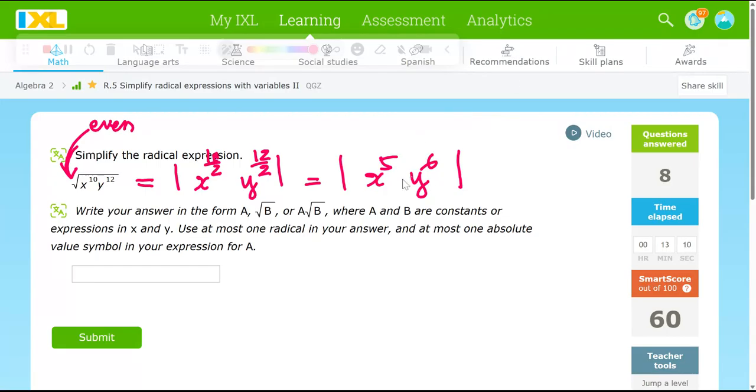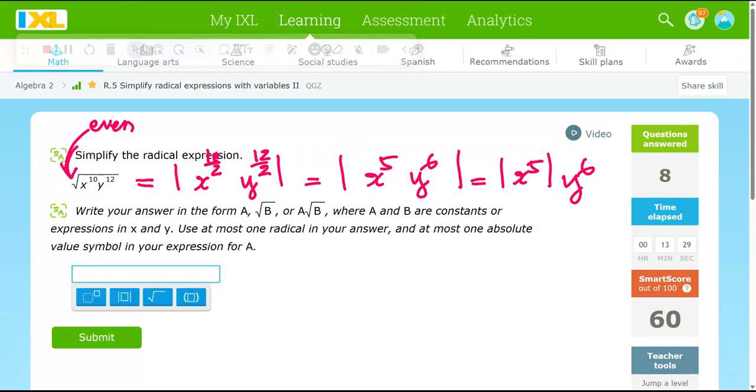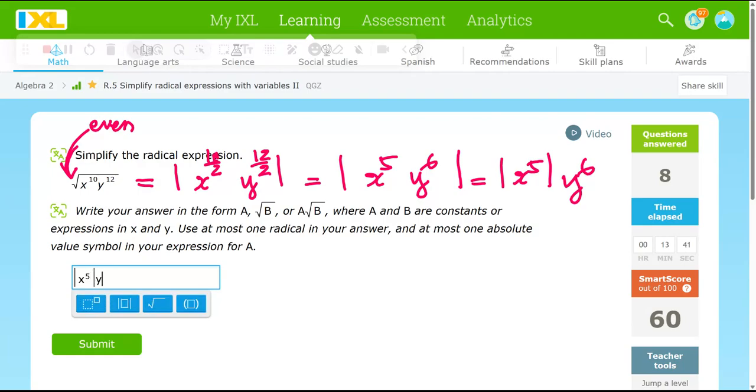Any of these is always positive. Which one? Y to the 6th, correct. So now you just leave the absolute value with x to the 5th, and y to the 6th you can leave outside. Okay, that's it. Here we go. Absolute value of x to the 5th. Make sure it stays inside the box. Now move outside, y to the 6th. Voila.